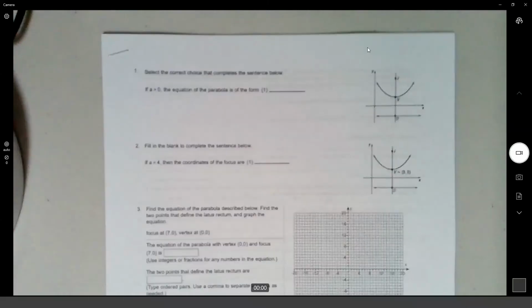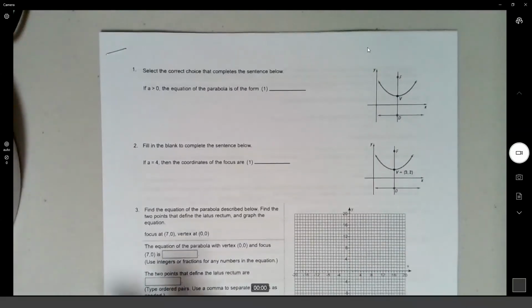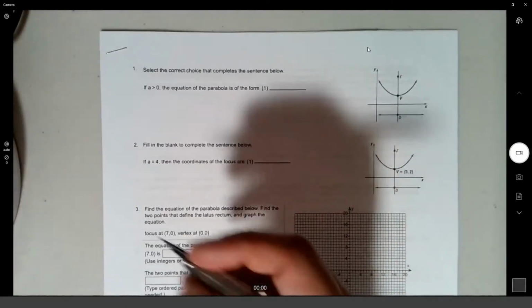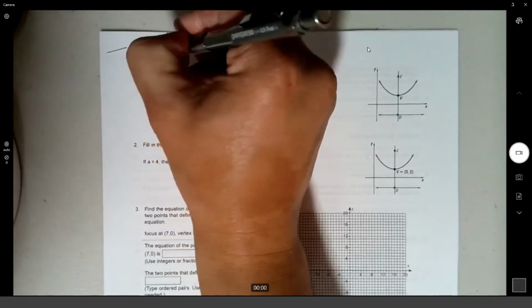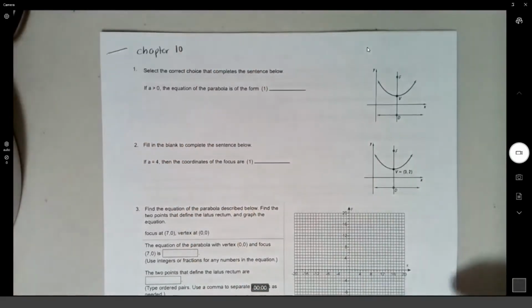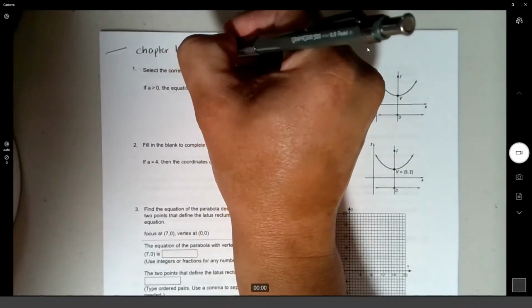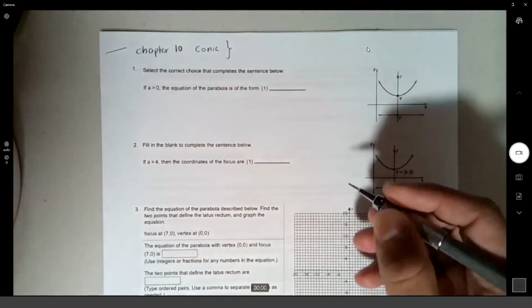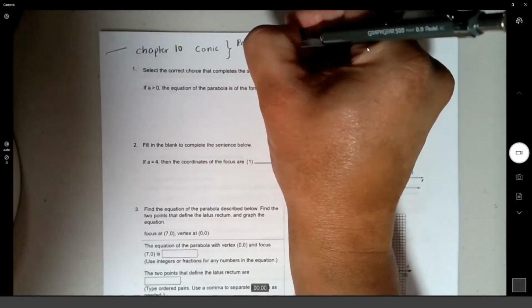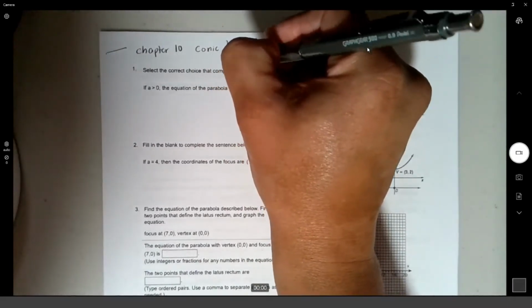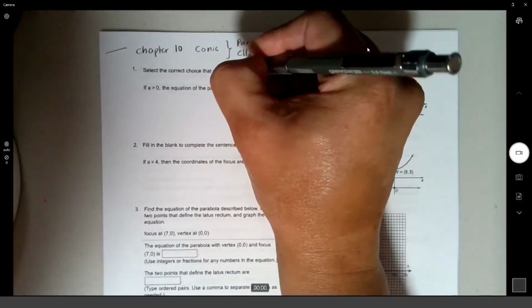So the objective of this meeting is to go through chapter 10. Okay. And so here we have the review. All right. And in chapter 10, we're talking about conics, three in particular: the parabola, the ellipse, and the hyperbola.